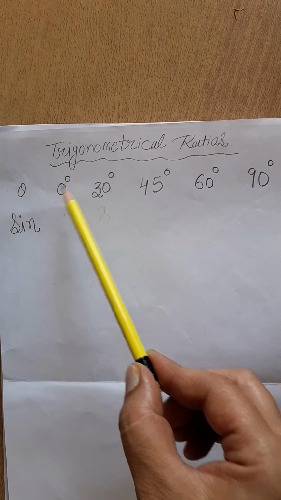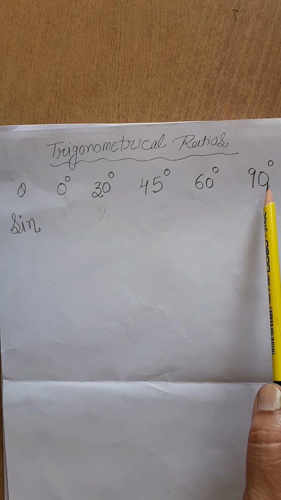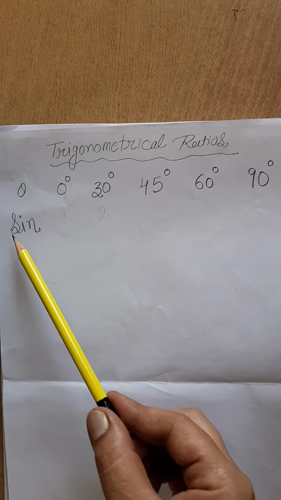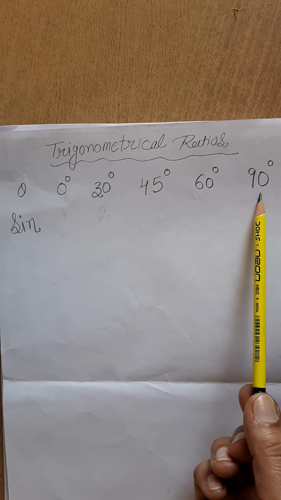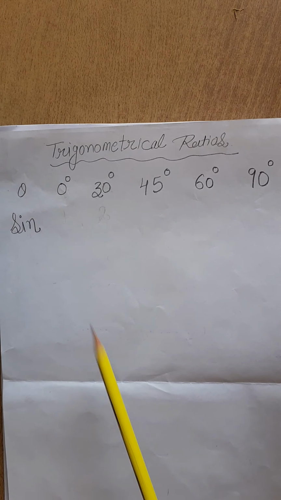Today I will teach you some trigonometrical ratios. First of all, we see here the table of these t ratios in these degrees: 0 degree, 30 degree, 45 degree, 60 degree and 90 degree. How can we find the value of the t ratios in these degrees? First of all, we study the value of sine theta.